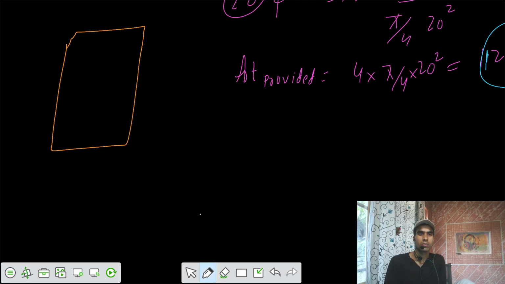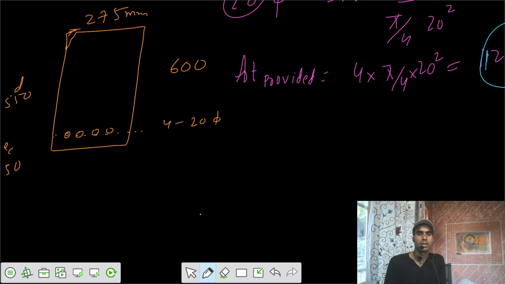The dimensions we already know. So final detailing of that section would be: we have a width of cross section 275 millimeters, and the capital D was 600 millimeters, smaller d was 550, and effective cover was 50, and we have 4 number of bars of diameter 25. So this is your detailing of that. Then we show those arrows, dimensioning of those, and that's all for this problem.